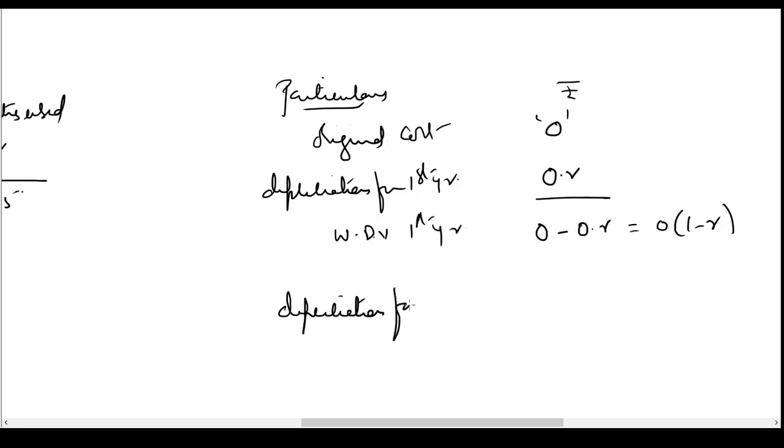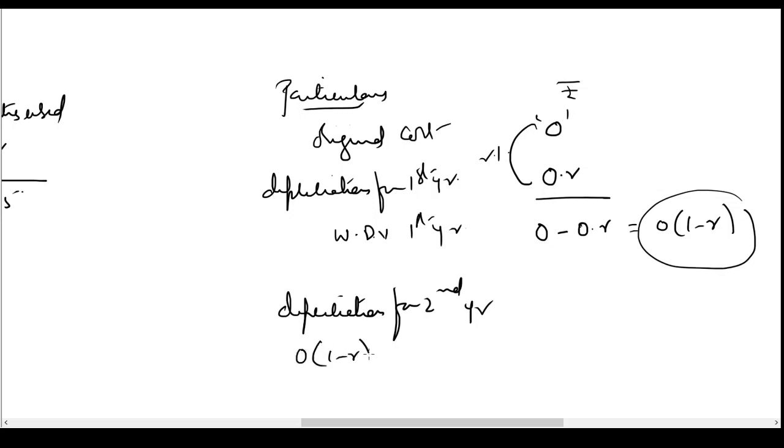Depreciation for the second year, this is reduced by R percentage. This is also going to reduce by R percentage now. Depreciation for the second year would be R percent of this value. So this will be O into 1 minus R into R. So what will it be? It will be OR minus OR square.